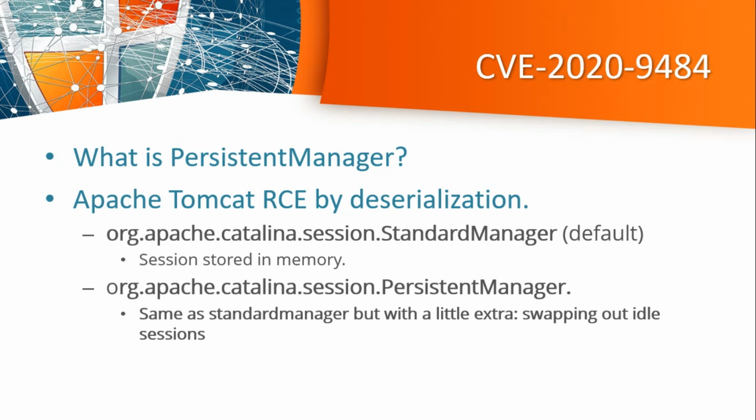The persistent manager does the same thing, but with a little extra: it swaps out idle sessions. Let's say a session is idle for 10 seconds, just a random example, then it will be swapped out to the hard disk, and this is the way to reduce memory usage. So the developer can specify where and how to swap out and store the session using two methods. The first is a file store and the second is a JDBC store.